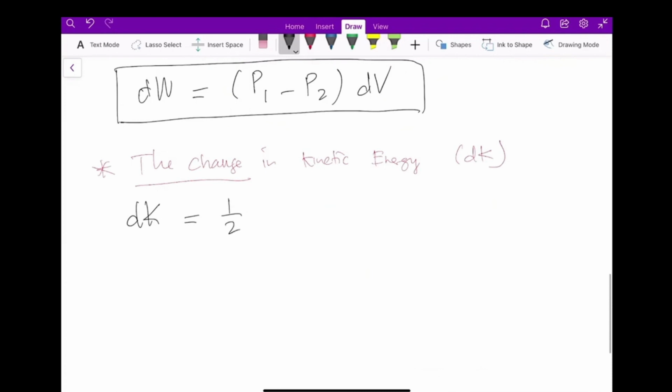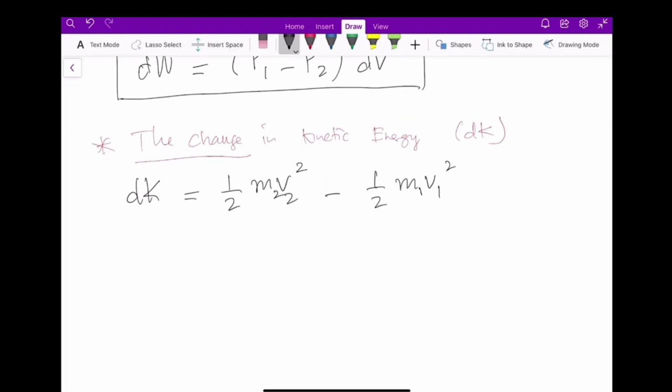basically equals the kinetic energy at point 2, the final or the outlet, minus the kinetic energy at point 1. So m2 v2 squared minus m1 v1 squared, all divided by 2. Again, we have an expression earlier that we can use to replace mass. We can replace mass.